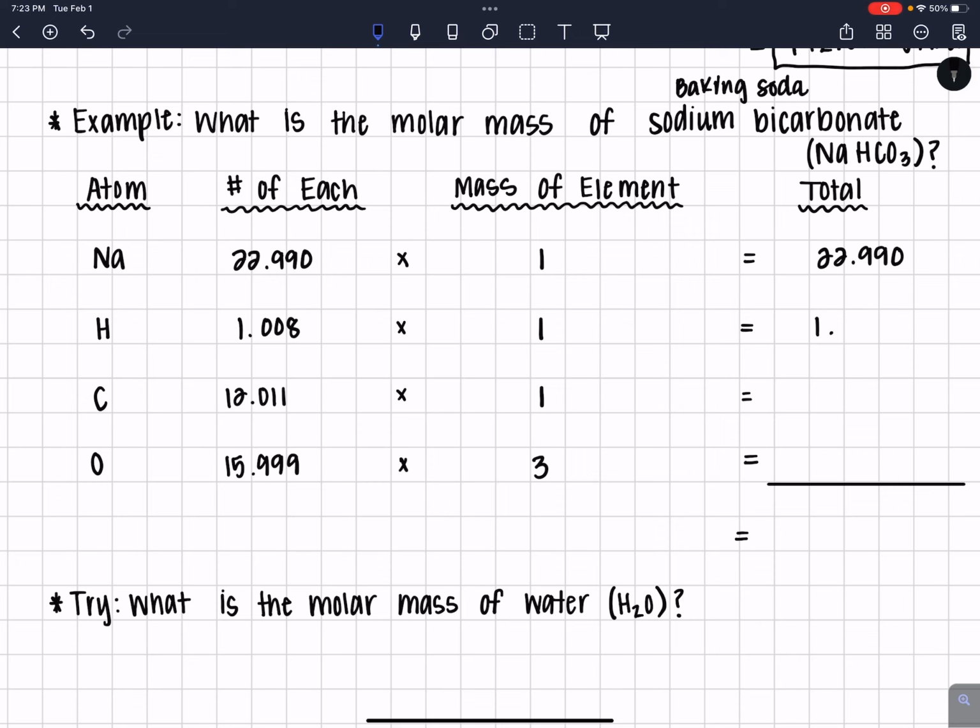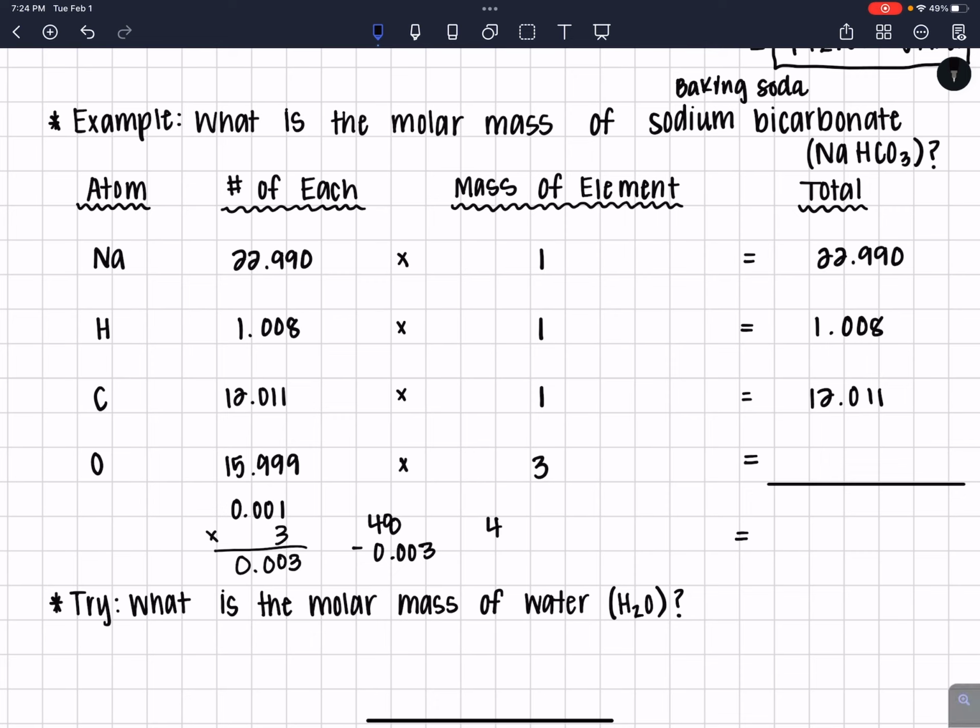22.990, 1.008, 12.011. And I think I'm going to try this. 15.999 is pretty much like 16. And I know 16 times 3 is 48. But this isn't 16. It's short by 0.001, just that much shorter than 16. So if I had 3 of those, I'd have 0.003. So if I just minus 0.003 from this, that'll get me my answer.